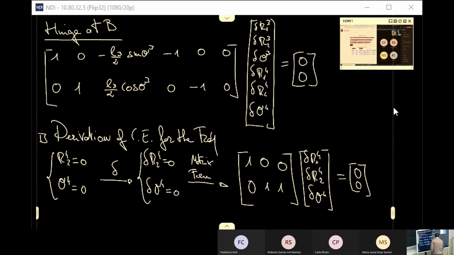Delta R1 would be. Yeah, you're correct. I will put it like this. Okay. So now we have all the submatrices.